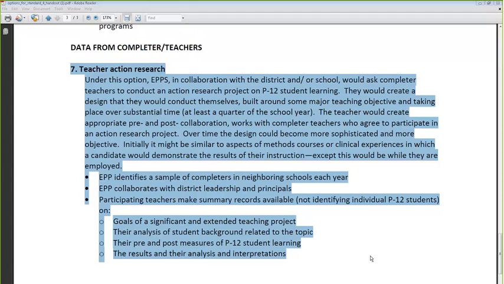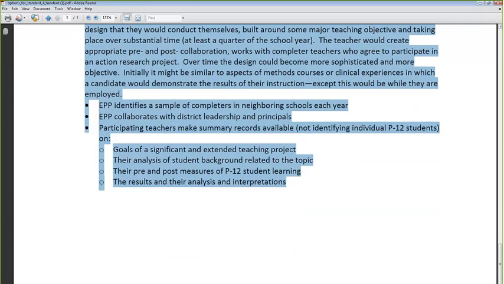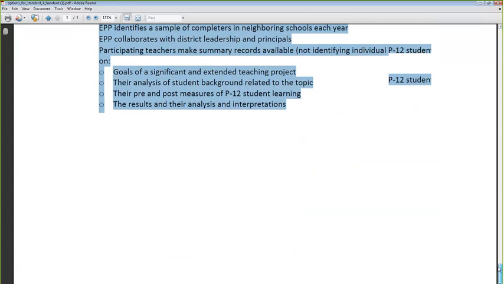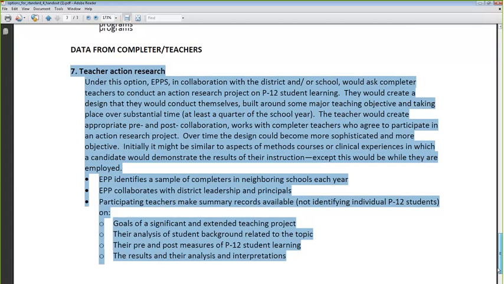They'd expect participating teachers would make summary records available, okay, on certain aspects of student performance. And that this design could meet CAPE's criteria or expectation for data on completers in teacher classrooms. So an important way that case study can be used is when that case study is being generated from the teacher rather than from the EPP.